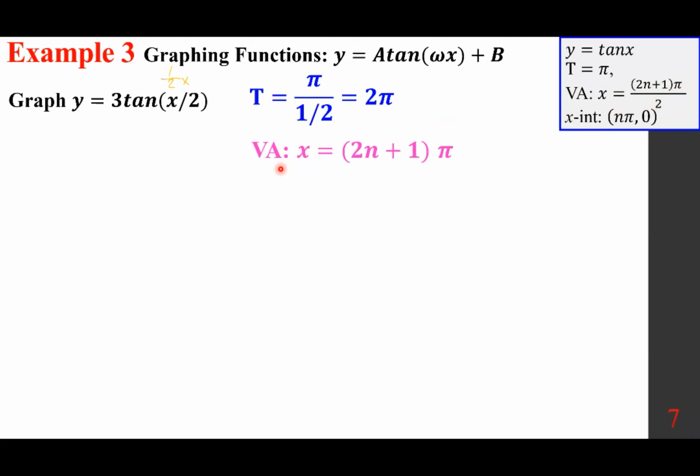Therefore, the VAs, the vertical asymptotes, now are 2n plus 1 times pi. Okay, 2n plus 1 times pi. That means, for example, if you choose n to be 0, it's pi. If you choose it to be 1, it's 3 pi. So pi, 3 pi, 5 pi. So odd multiples of pi. The meaning of 2n plus 1 is odd multiples. So you start with tangent.